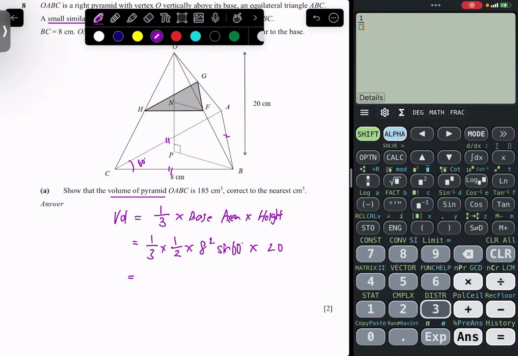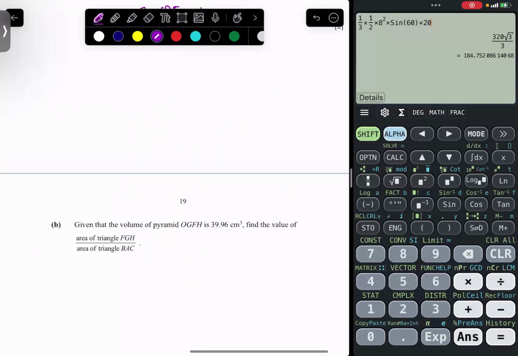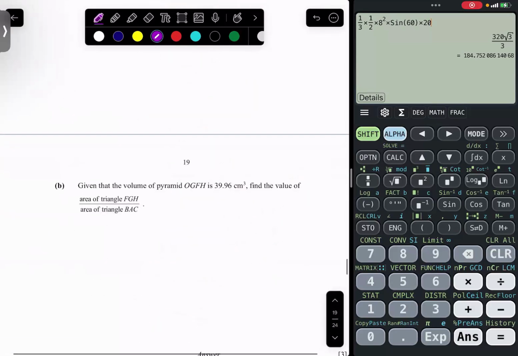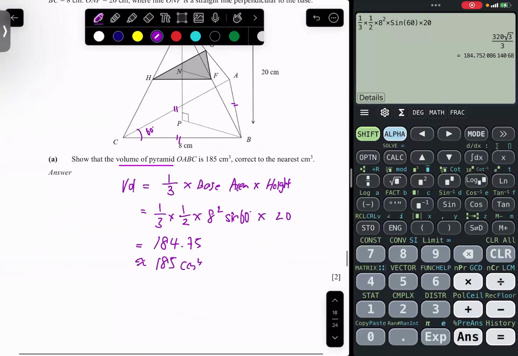One third times half times 8 squared times sine 60 times 20 gives 184.75, which is 185 centimeter cube. Now, given that the volume of the pyramid OGFH, the small one, is 39.96 centimeter cube, find the value of area of triangle FGH over area of triangle BAC.